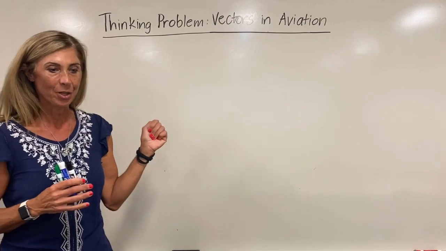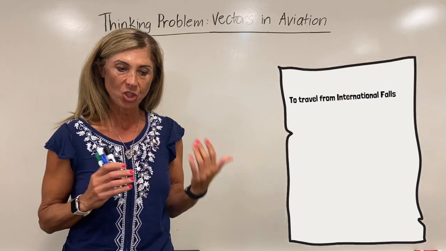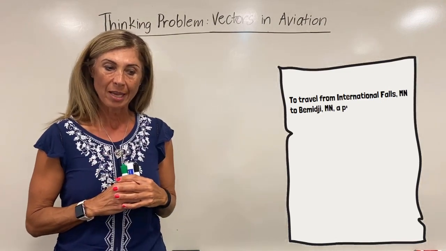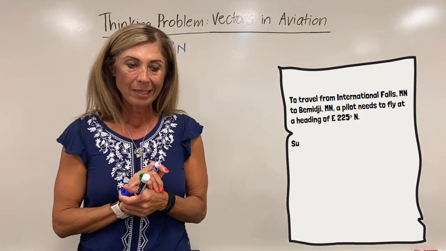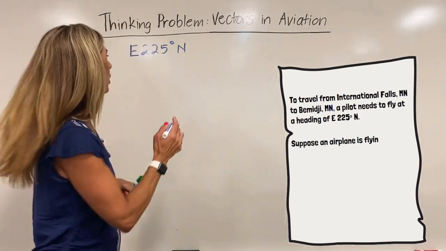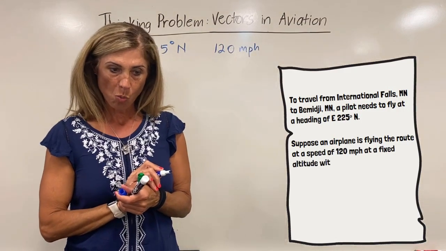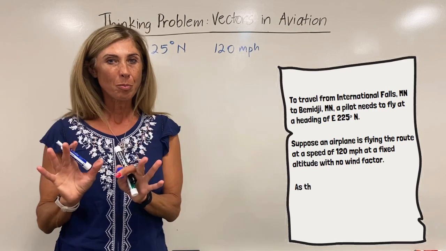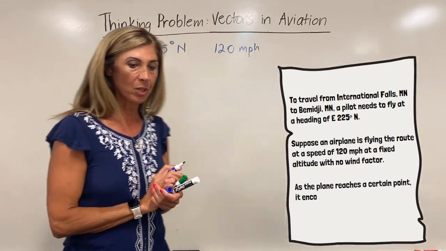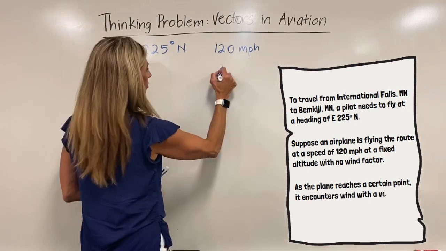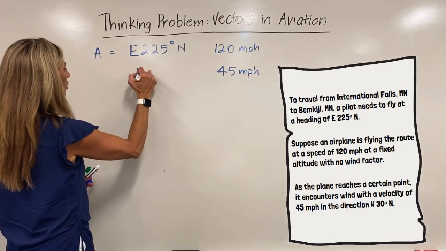The given scenario is that we're traveling from International Falls, Minnesota to Bemidji, Minnesota. The pilot needs to fly at a heading of east 225 degrees north. The plane is flying the route at a speed of 120 miles per hour at a fixed altitude with no wind factor. But at a certain point, the plane will experience some wind with a velocity of 45 miles per hour and a heading of west 30 degrees north.